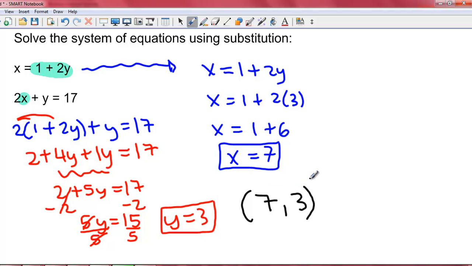And the reason we write it as an ordered pair is because this represents the point where the two lines intersect. Now if we wanted to check our solution, we would have to plug our x and y solutions into both equations and make sure we get true equations.